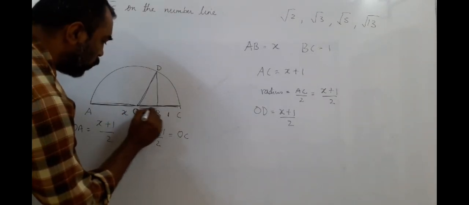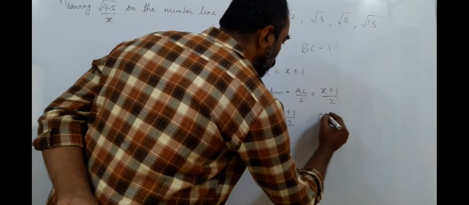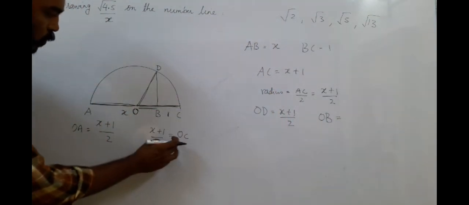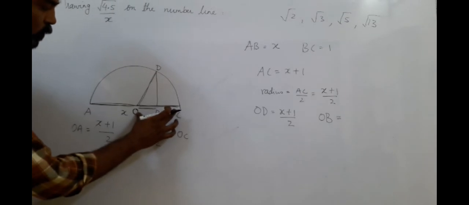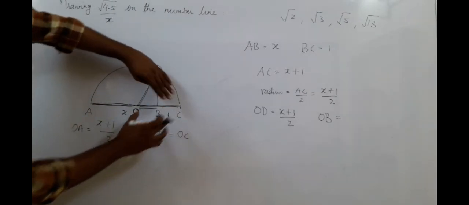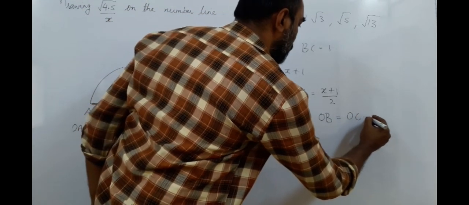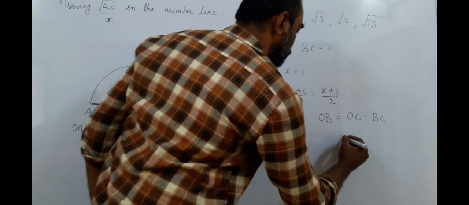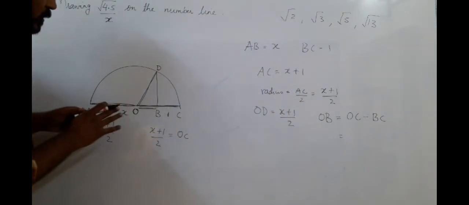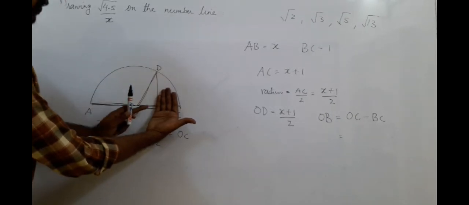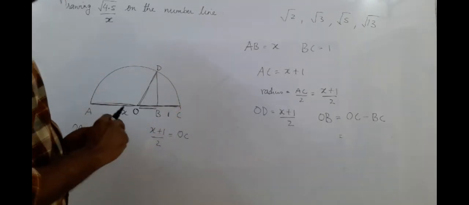Now can you tell me what OB is? Only this much part, OB. I want to know OB. Now this whole part OC is x plus 1 upon 2. If from this I remove this 1, I get OB. So OB is OC minus BC. From this whole part OC, if I remove BC, I get OB.